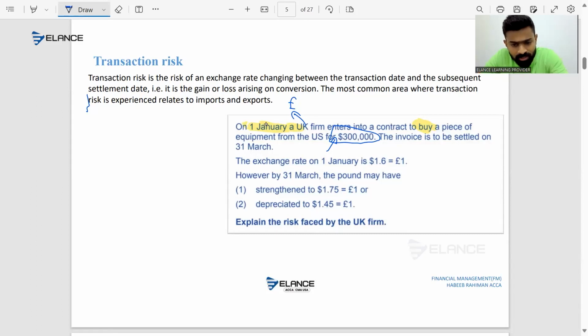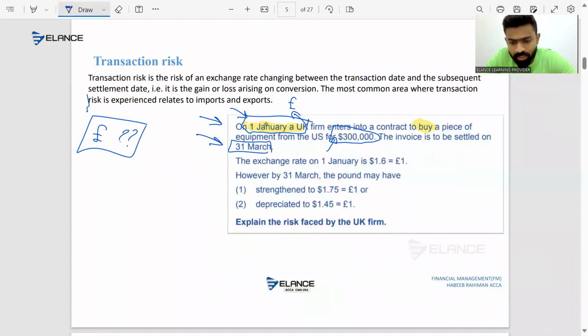Is the invoice going to be settled on the same date? No, it is going to happen on 31st March. So the forex rate between the underlying transaction date and the settlement date will change. Due to this, do we know on 1st January itself what our payment in pounds will be? Is it certain today, on 1st January itself?